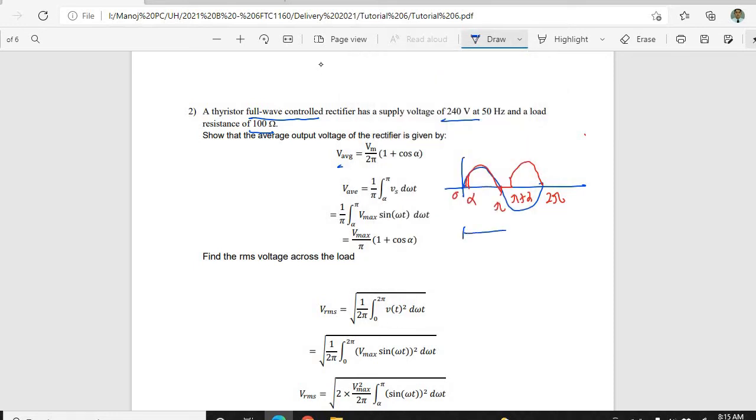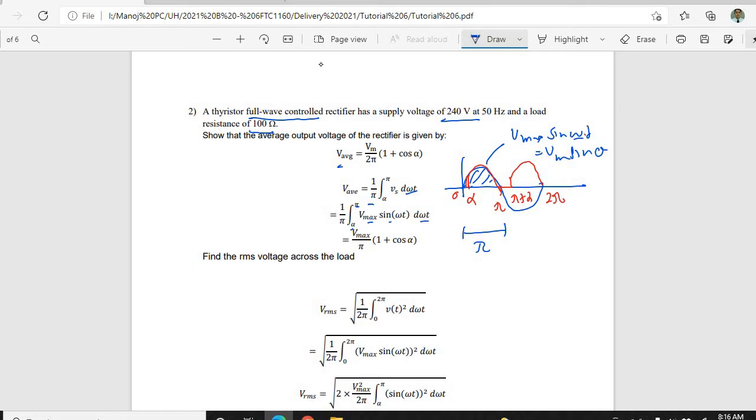In order to find the average, we consider the angle π, find the area of this, then divide by π. So 1 over π, we are just integrating from α to π. Here this is V max or Vm sine ωt or Vm sine θ, the same thing. If you are using ωt, we have to integrate with respect to dωt. So 1 over π from α to π of V max sine ωt dωt.